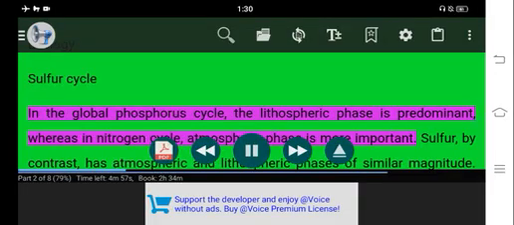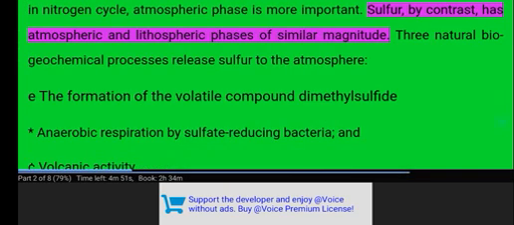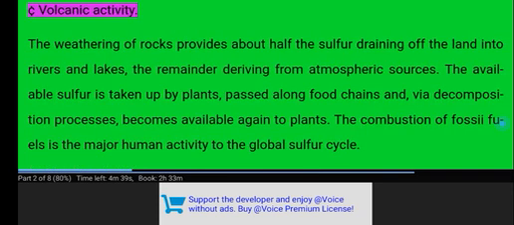In the global phosphorus cycle, the lithospheric phase is predominant, whereas in the nitrogen cycle, the atmospheric phase is more important. Sulfur, by contrast, has atmospheric and lithospheric phases of similar magnitude. Three natural biogeochemical processes release sulfur to the atmosphere: the formation of the volatile compound dimethyl sulfide, anaerobic respiration by sulfate-reducing bacteria, and volcanic activity.